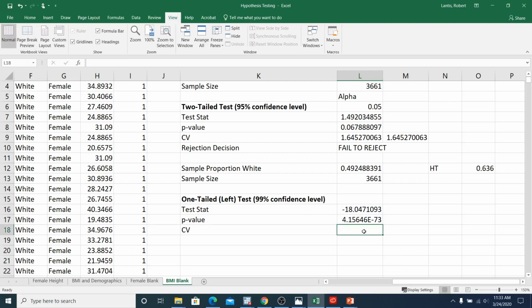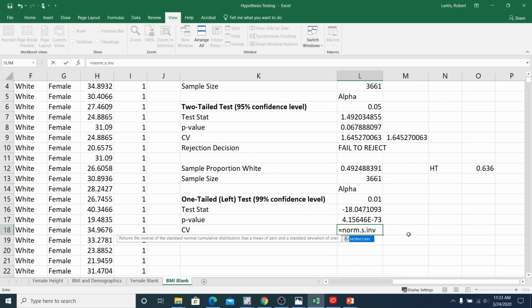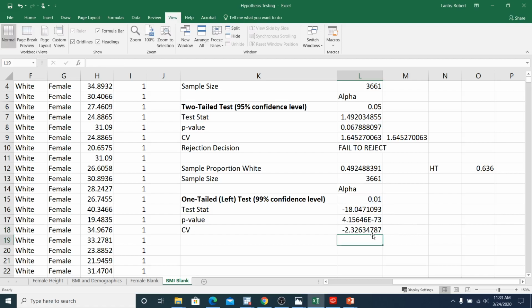How would I find my critical values? Well, for a left-tailed test, I'm going to have one critical value, and it's going to be negative, right? So here, what is my alpha? Well, at the 99% confidence level, my alpha is 0.01. So I know the area to the left. I want to work backwards. This is the NORM.S.INV. I'll tell it the area I want to the left. That's all I need to tell it. And it gives me my critical value of negative 2.32.